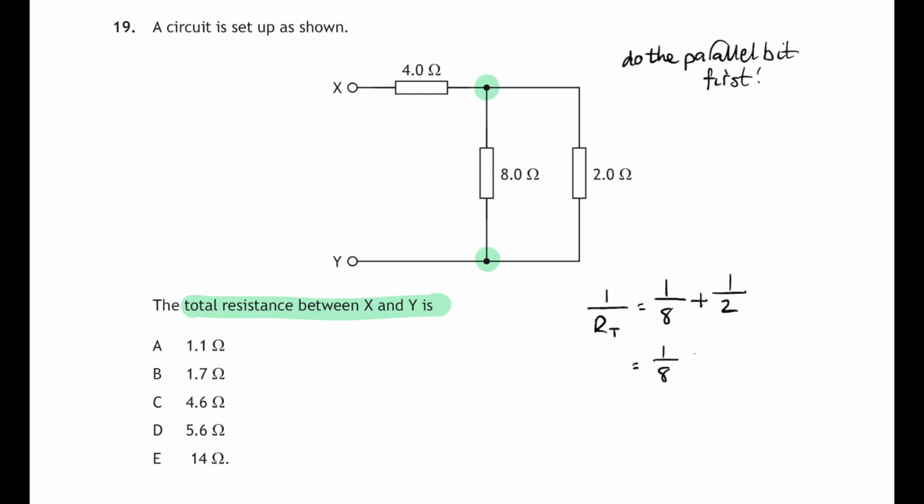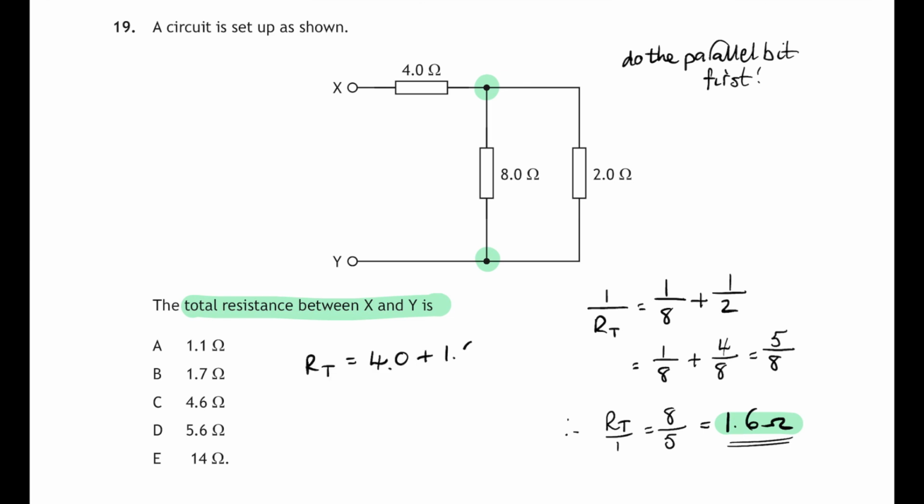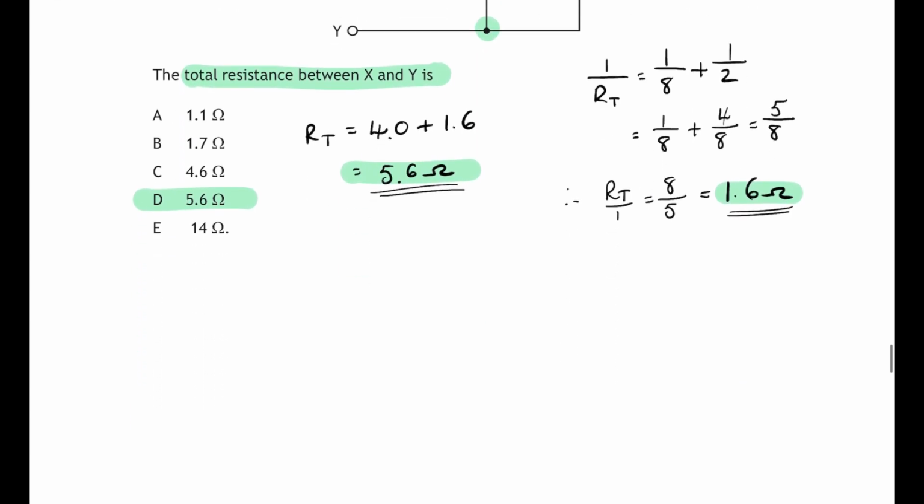So it's 1 over 8 plus 4 over 8 gives us 5 over 8, and then flip the whole lot upside down. So RT over 1 is equal to 8 over 5. That's 1.6 ohms. That's the parallel bit. Then all we have to do is add the 4 ohms to the 1.6 ohms, gives us a total of 5.6 ohms, and that corresponds to answer D. That's 19D. And let's move on to the home straight then.